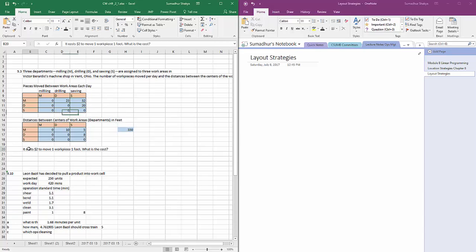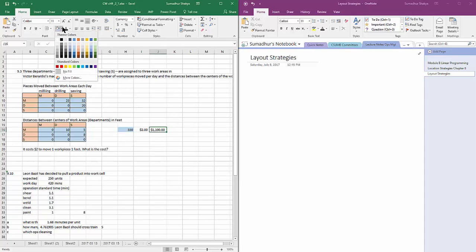Now it's been given to us that it costs $2 to move one work piece by 1 foot. Now this is all of these number of pieces moved all of these number of feet. So if the cost given to us is $2 for one, therefore our total cost would be this times this. So under the given information, this is the total cost.